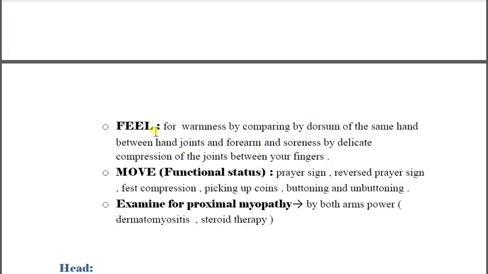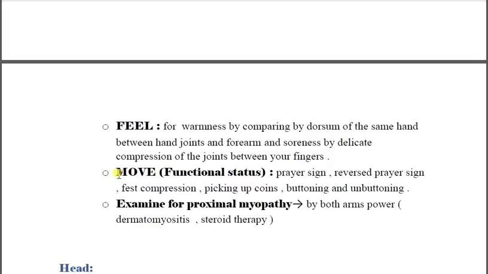So feel by delicate compression of the small joints of both hands to know if it is sore for the patient or not, and feel also by palpating the joints of both hands and the forearms of the patient by the dorsal aspect of your hand to know if there is warmness or not of the joints, which indicates active synovitis.